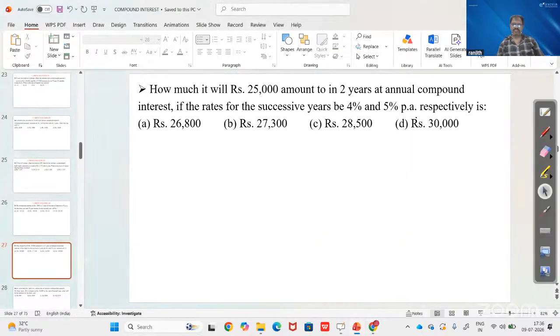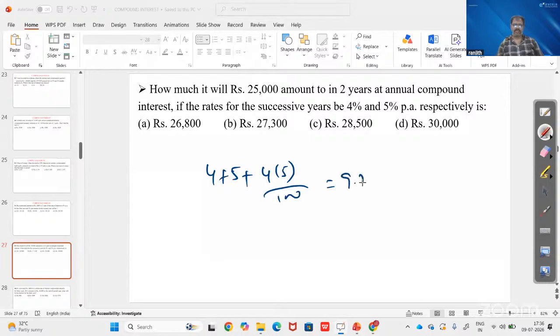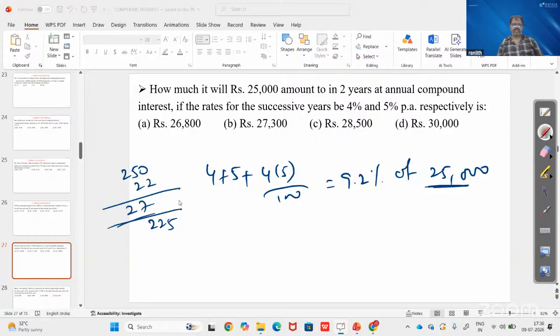So here also 4 plus 5 plus 4 into 5 by 100. So that will be equal to 9.2% of 25,000. So if you look at here, 9 percentage, obviously 9 percentage equal to 2250. So 2250 and 225, almost 2700. So obviously it will be 2700, and the 10 percentage will be equal to 2500. So it can't be more than 27,500. So the answer will be equal to 27,300.